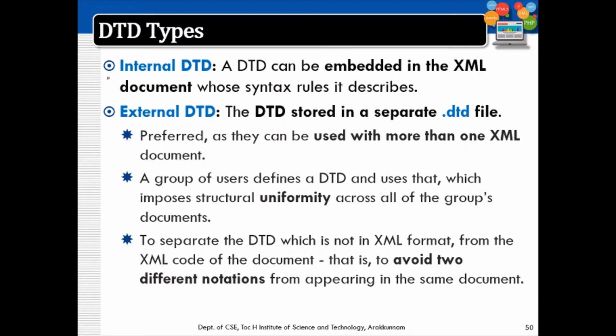A DTD can be written in two types. Either it can be an internal DTD or it can be an external DTD. In an internal DTD, the rules are embedded within the XML document itself. On the other hand, an external DTD is a separate rule file with the extension .dtd, and the rules are specified in that separate file.